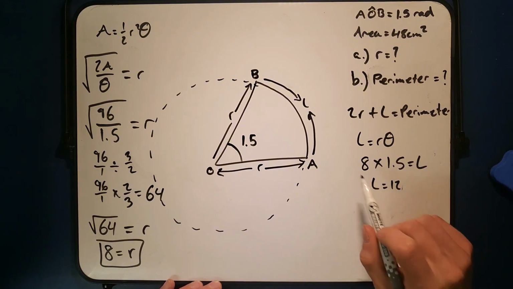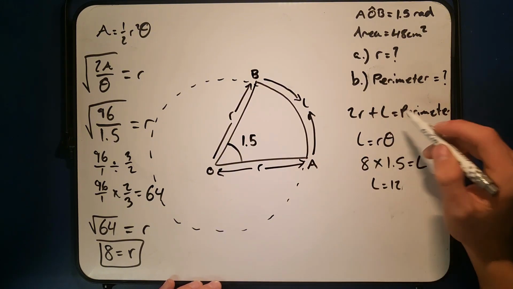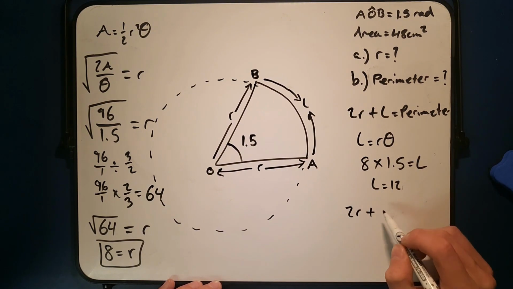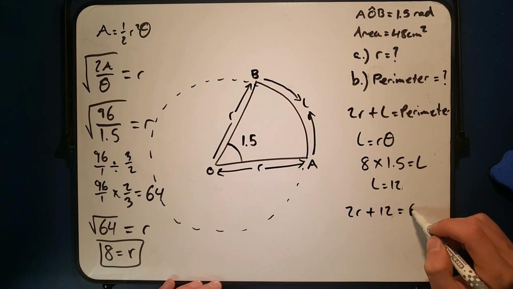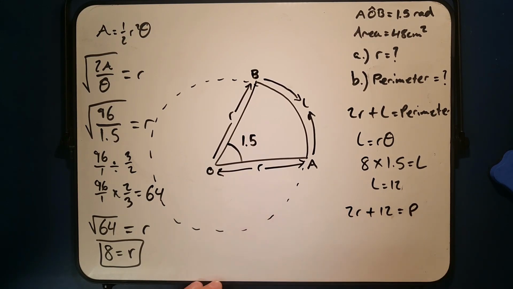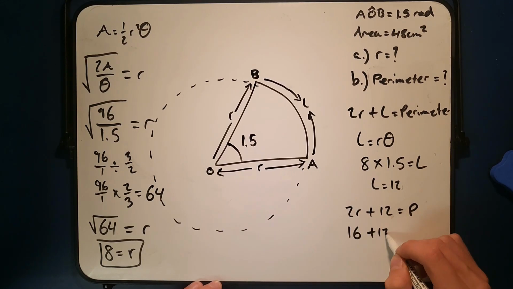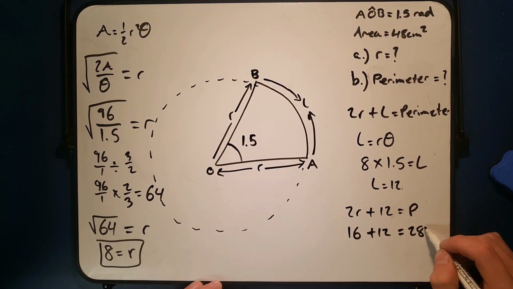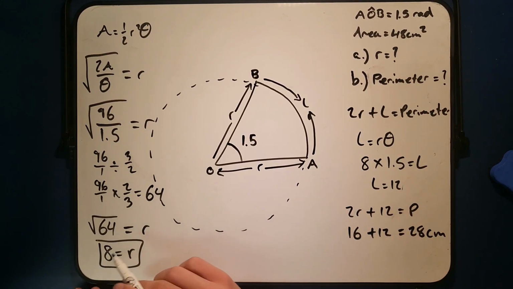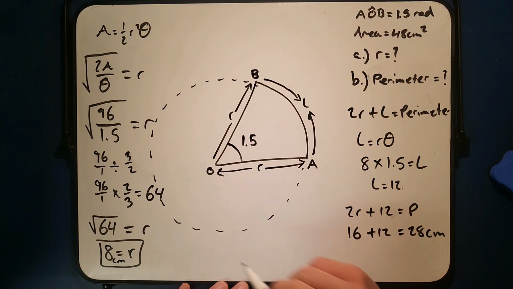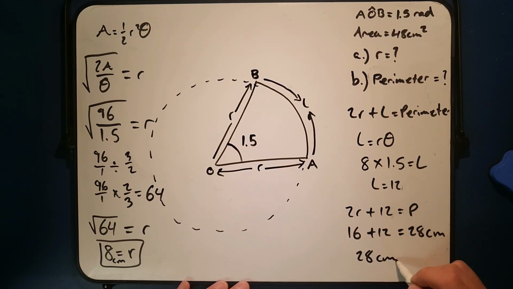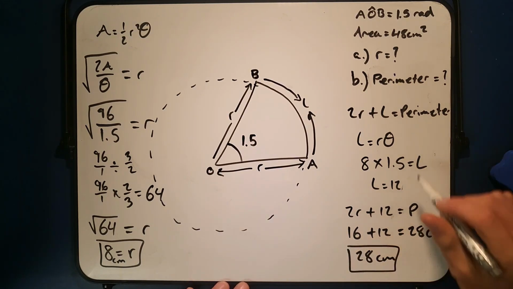And we will add our 2r to this equation. So 2r plus 12 is equal to our perimeter. And r is equal to 8, so we get 2 times 8, which is 16, plus 12, which will give us 28 centimeters. And I forgot to write 8 centimeters for the radius. So our perimeter for this sector would be 28 centimeters. And that would be our answer for part B.